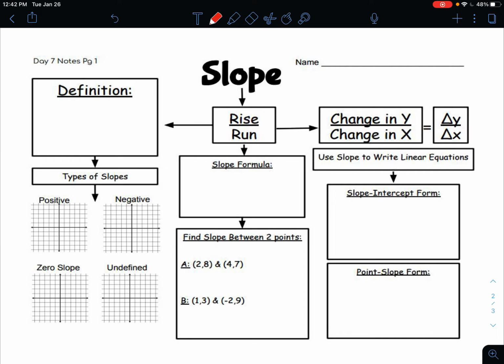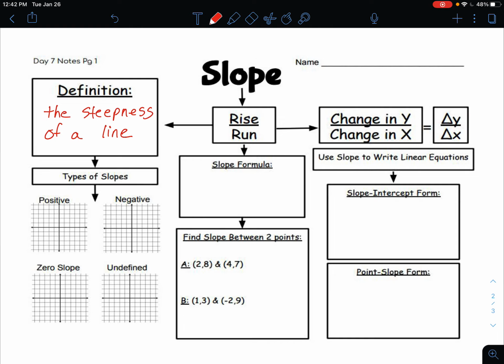So let's talk about slope. Now, slope can be shown in a few different ways, but the general idea with a slope is it's the steepness of a line. The steepness of a line. Okay, so slope is kind of steepness.